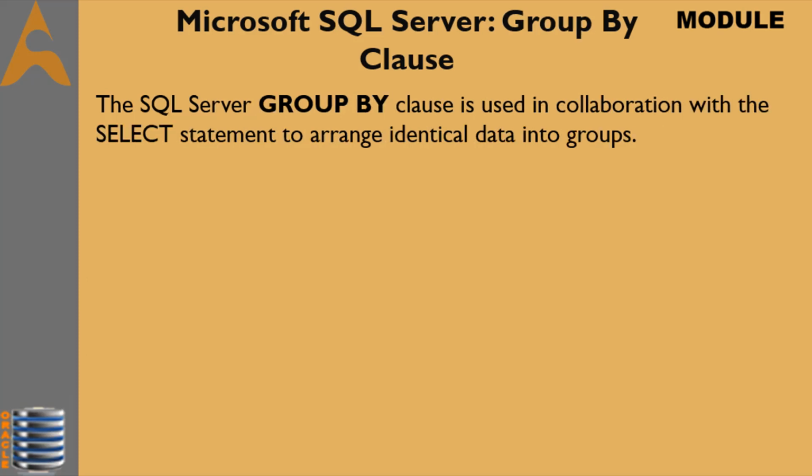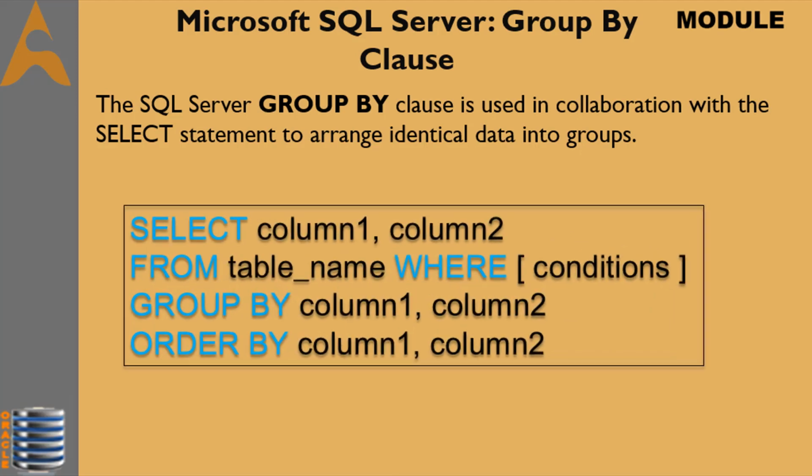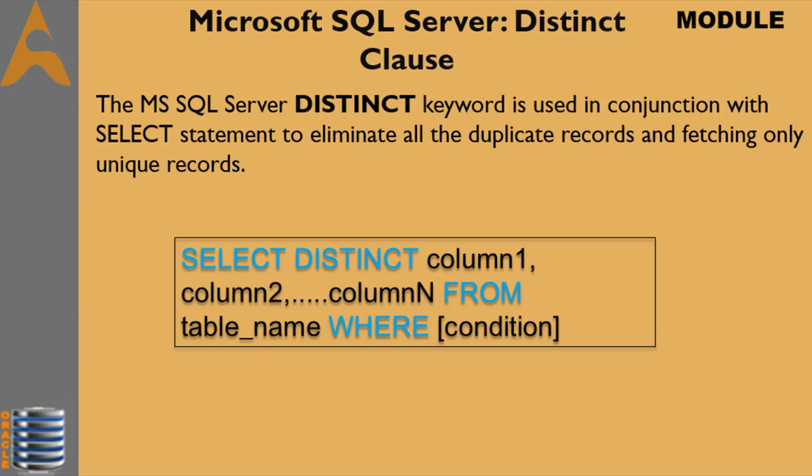Microsoft SQL Server, group by clause. The SQL Server group by clause is used in collaboration with the select statement to arrange identical data into groups. The group by clause follows the where clause in a select statement and precedes the order by clause. You can see the syntax on your screen. The group by clause must follow the conditions in the where clause and must precede the order by clause if one is used.